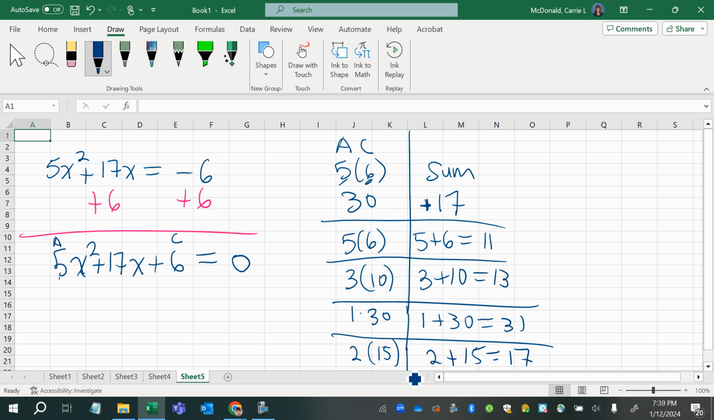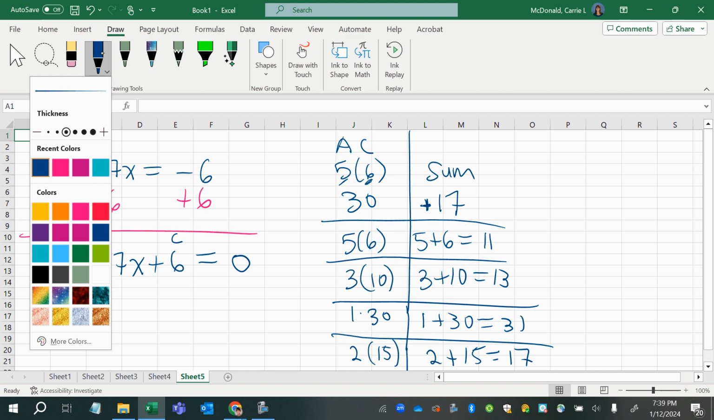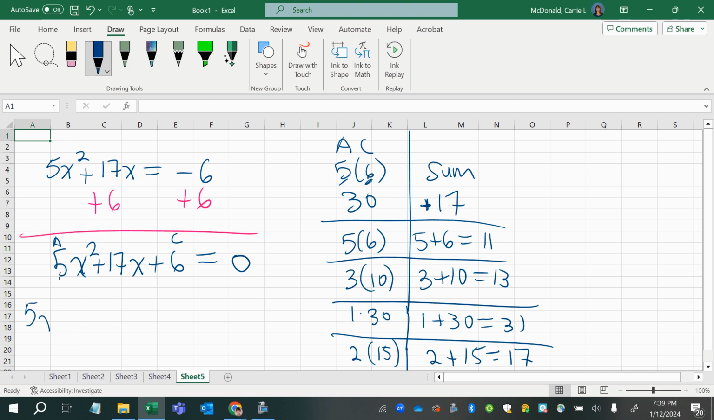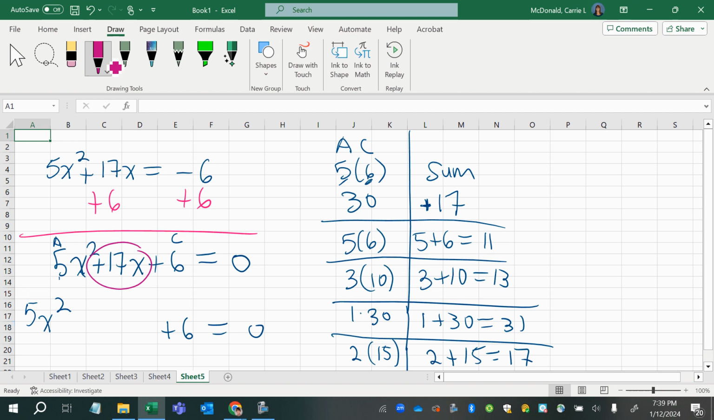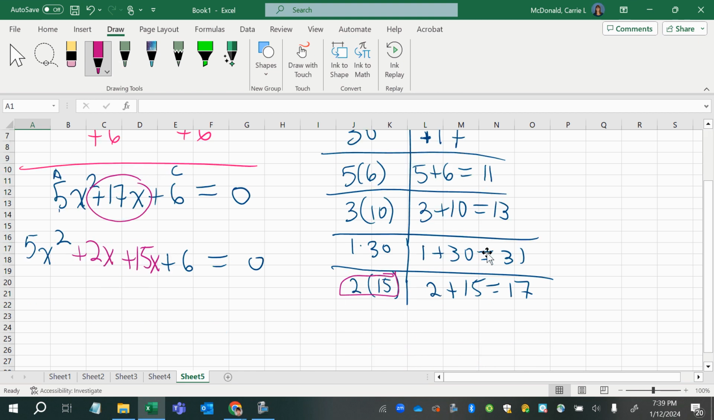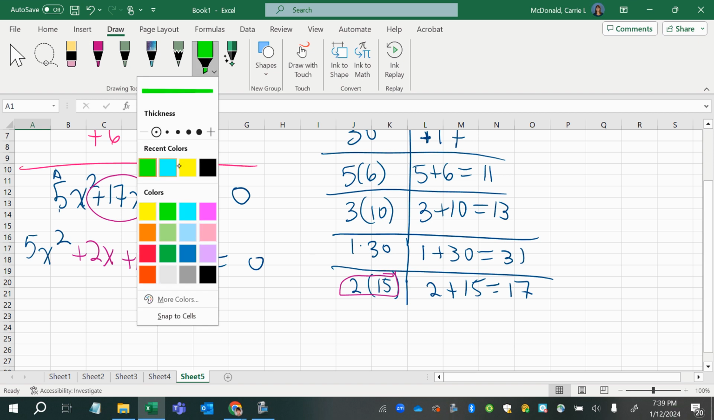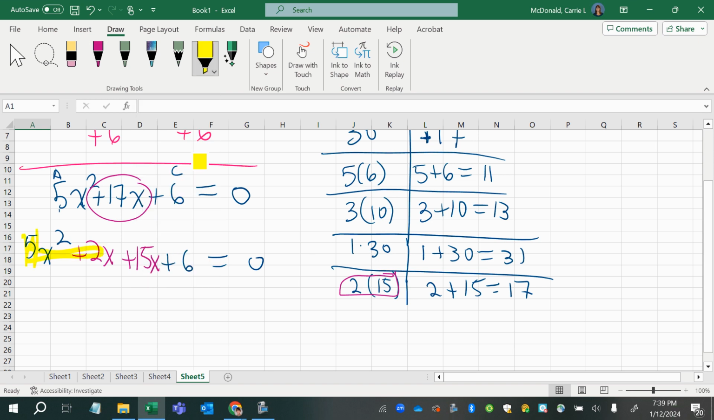So that works. So here I am going to keep my first term the same and the last term the same and the equal 0 the same. The only thing that's going to change here is I'm going to expand that middle term into 2 terms using these 2 numbers as coefficients. So I'm going to have positive 2x and positive 15x. Now I'm going to group those up into pairs and one by one factor out anything that's common from each pair.